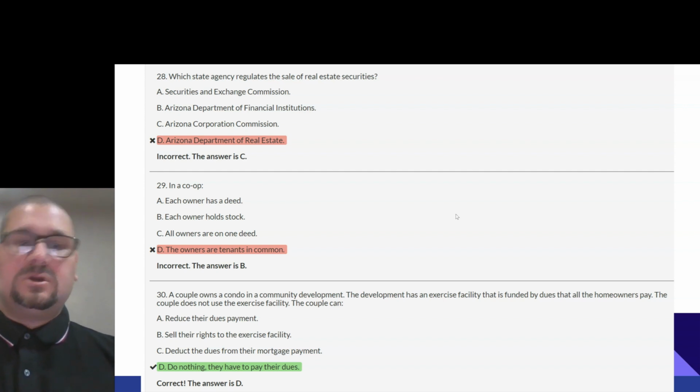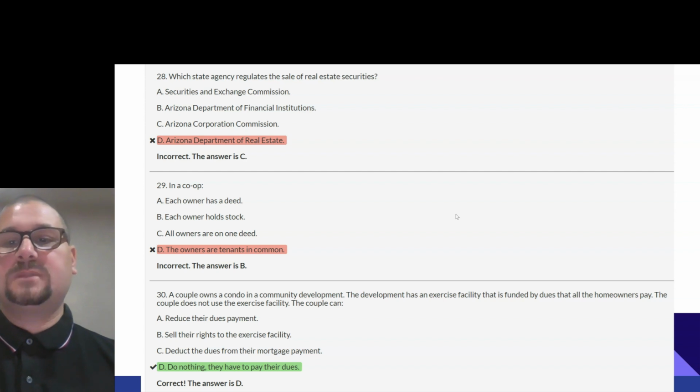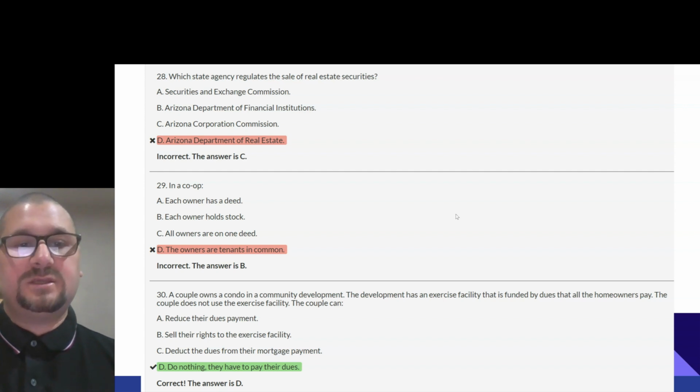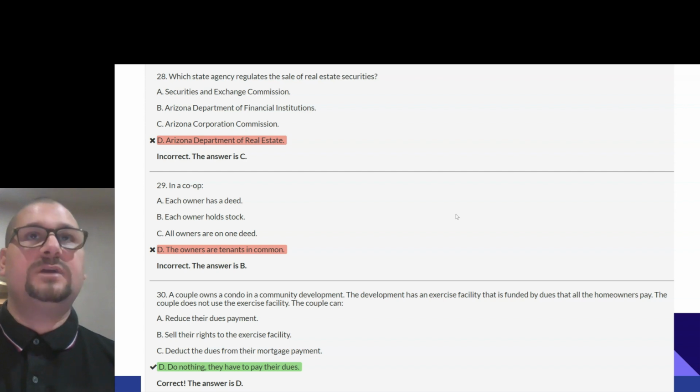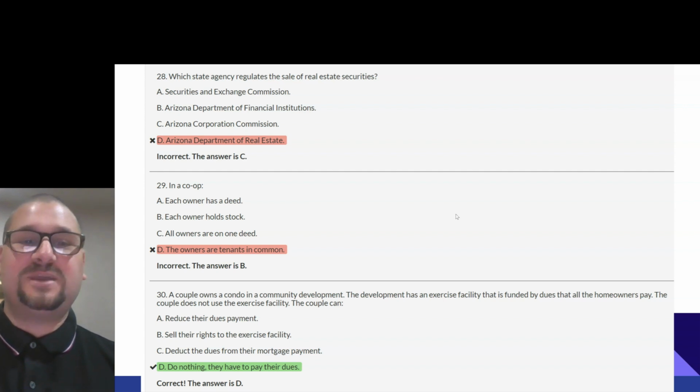A couple owns a condo in a community development. The development has an exercise facility that is funded by dues that all the homeowners pay. The couple does not use the exercise facility. The couple can what? It is delta. They do nothing and they have to pay their dues.